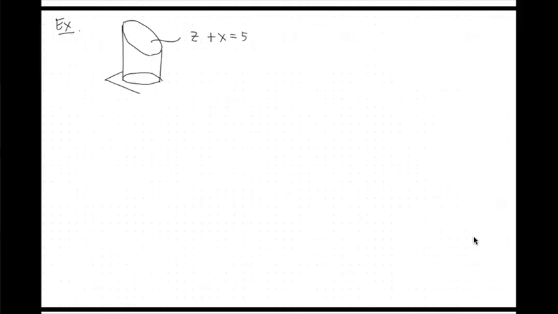So the first example that I prepared is the following. Consider this cylinder, and this is cut by this equation, z plus x equals 5. This is a plane, and then this is cut below by z equals 1, and I'll write here the coordinate axis.